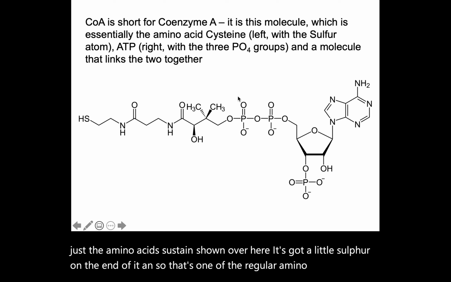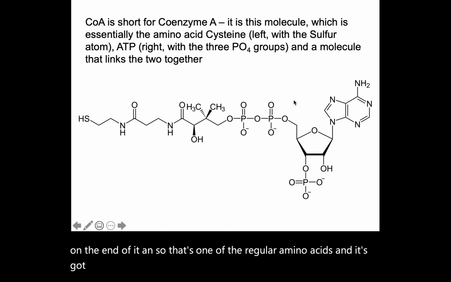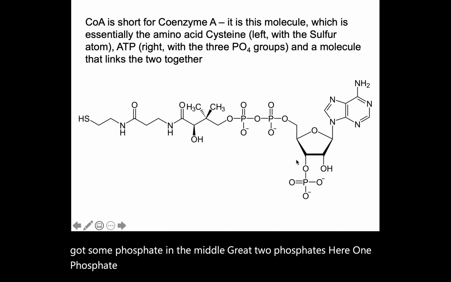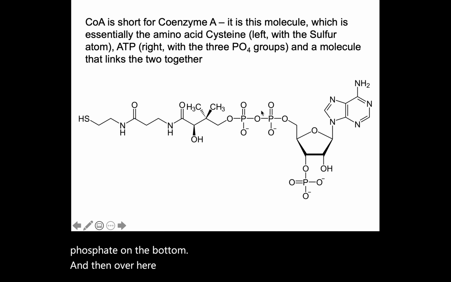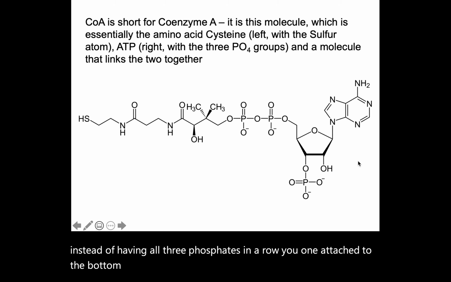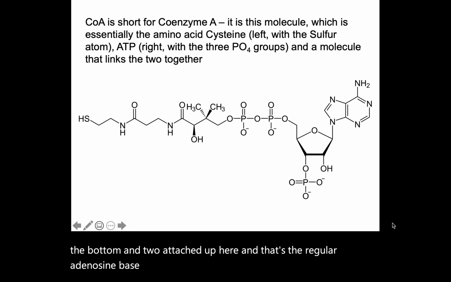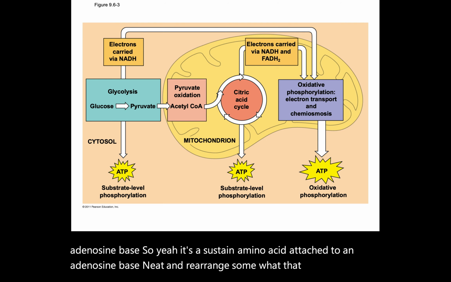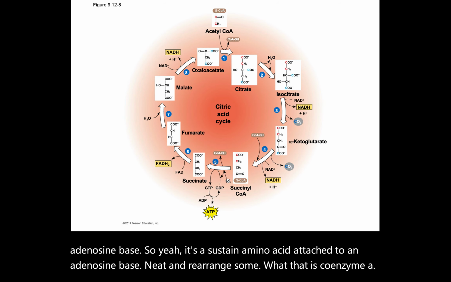And it's got some phosphate in the middle. Great. 2 phosphates here, 1 phosphate on the bottom. And then over here, you've got essentially an ATP that's rearranged. So instead of having all 3 phosphates in a row, you've got 1 attached to the bottom and 2 attached up here. And that's the regular adenosine base. So yeah, it's a cysteine amino acid attached to an adenosine base. Neat. And rearranged somewhat. That is coenzyme A. So there you go. That's a neat thing.